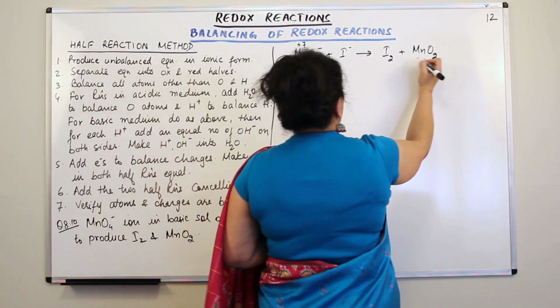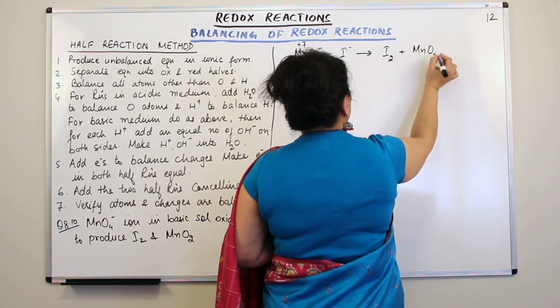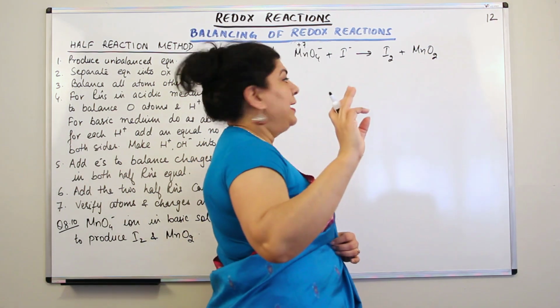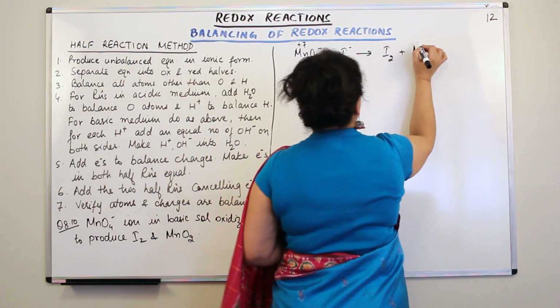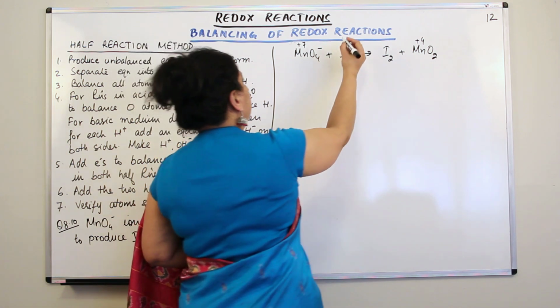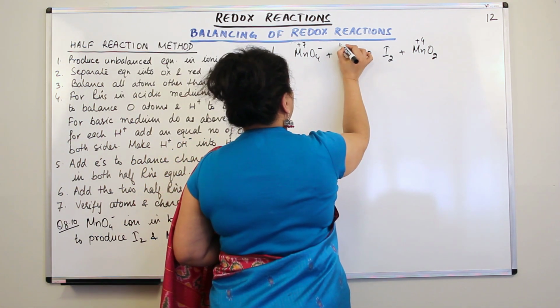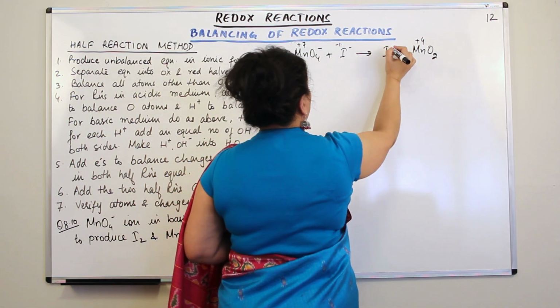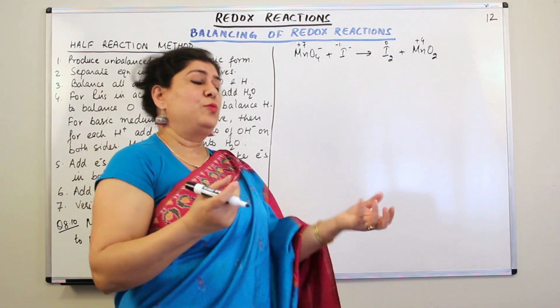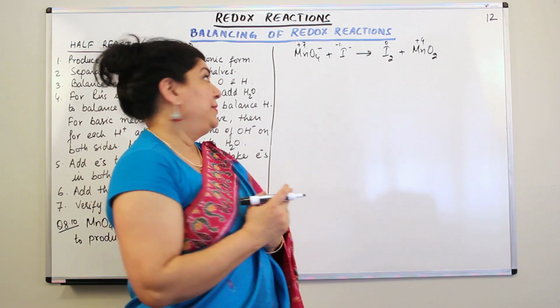And in MnO2, what would manganese be? This is neutral, 2 oxygens, so 4 negative charges, and therefore manganese has 4 positive charges, so the oxidation number is plus 4. In I negative, the charge on iodine is negative 1, and in I2 it is 0. So what is getting oxidized? What is getting reduced? Let us identify.